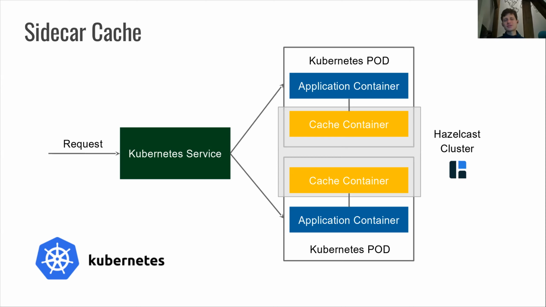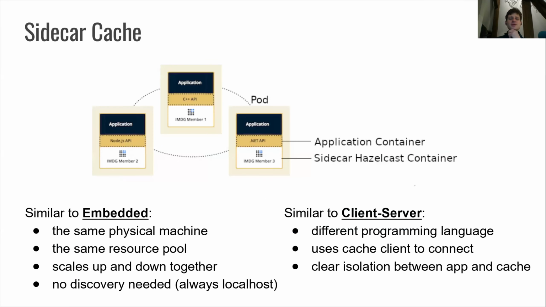This solution is somehow similar to embedded, somehow similar to client-server. It's similar to embedded because after all, we deploy the cache together with the application, so we scale them up and down together. There's no discovery needed. But it's also similar to client-server because you can use a different programming language for your application and for your cache server, because after all, you are using a cache client to connect to the cache server. And there is some isolation of data between your application and the cache server. It's on the container level, but may be good enough for you or may not be good enough for you.